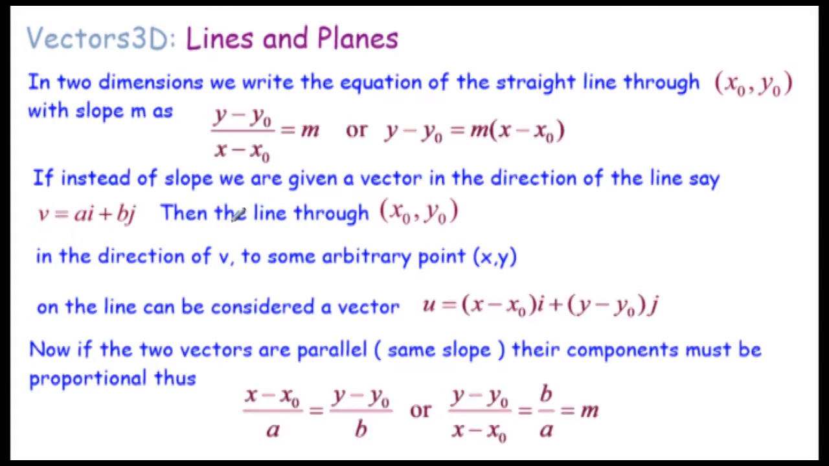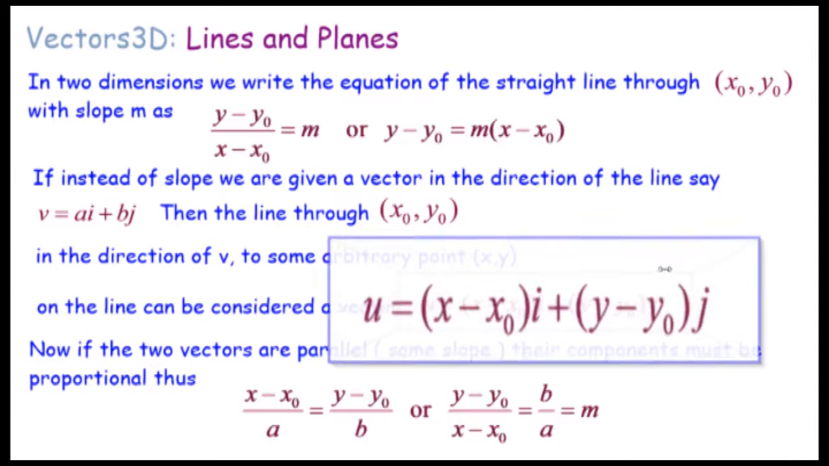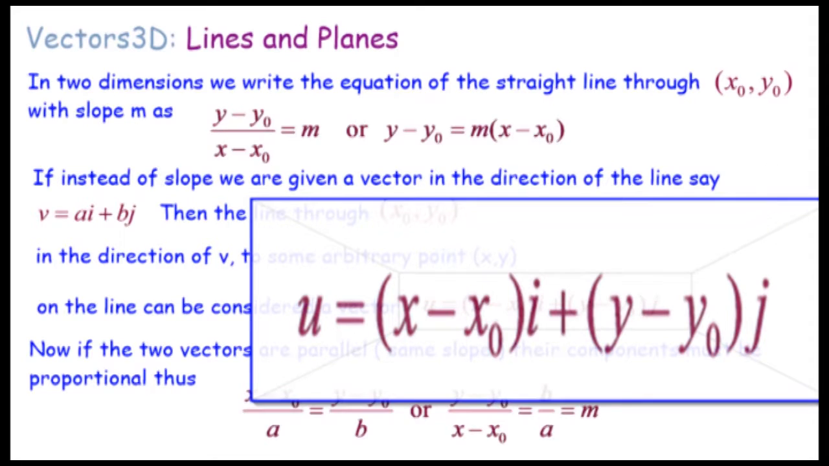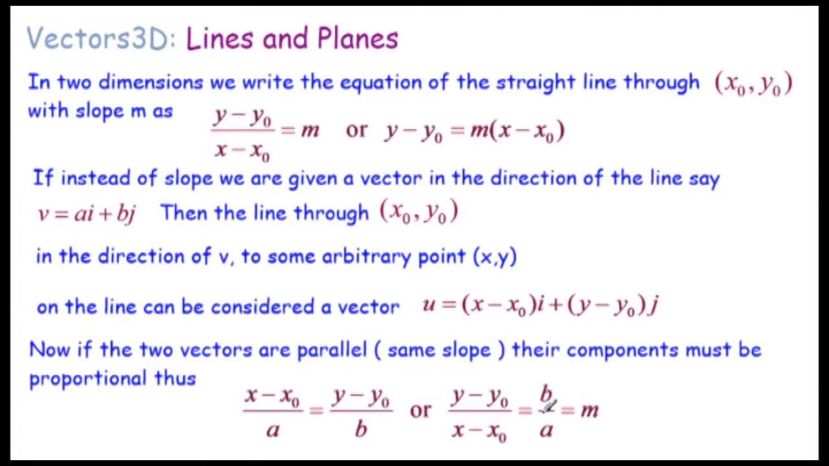Now it has to go through a point x0, y0. So we'll generate another vector called u over here, and it's going to go from x0, y0 to this general point x, y. So it's basically a free vector from one point to another point. It's going from x0 to the general point x in the i direction, and y0 to y in the j direction, or I should say the y direction. This is the x direction here, obviously. So that is the free vector u.